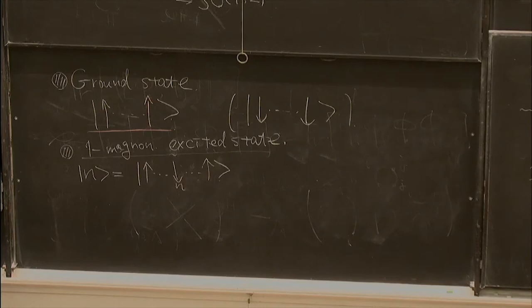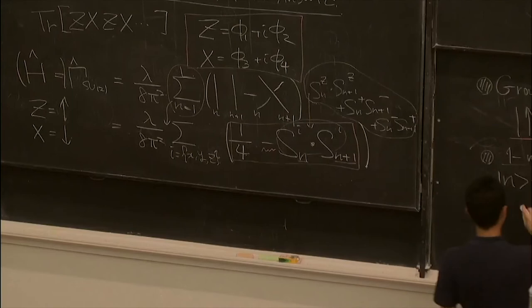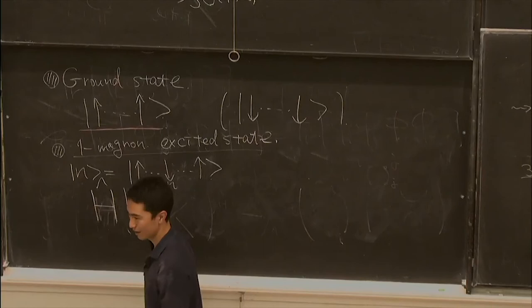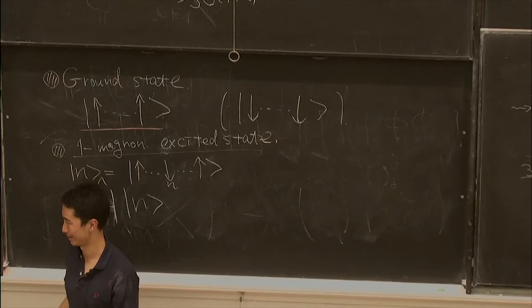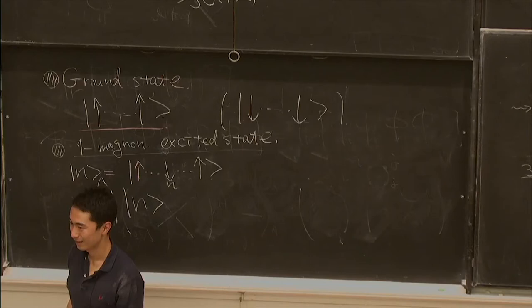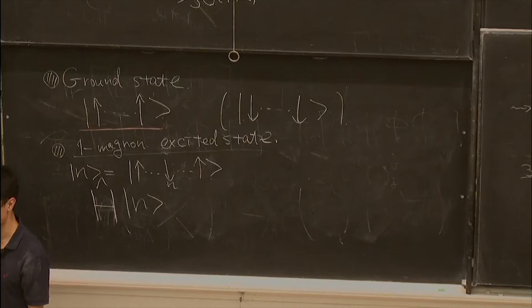And let's consider the action of the Hamiltonian, let's also call it H, on this state |n>. At this point, I'm just calling it Hamiltonian because it looks like a Hamiltonian of the spin chain. But of course, as I discussed before, its eigenvalue has the meaning of anomalous dimension. So you can view this Hamiltonian as a dilatation operator.